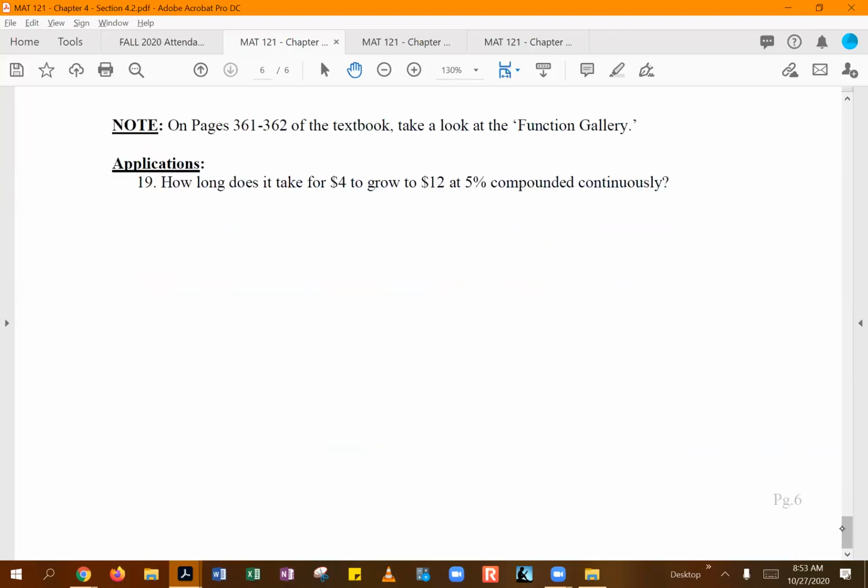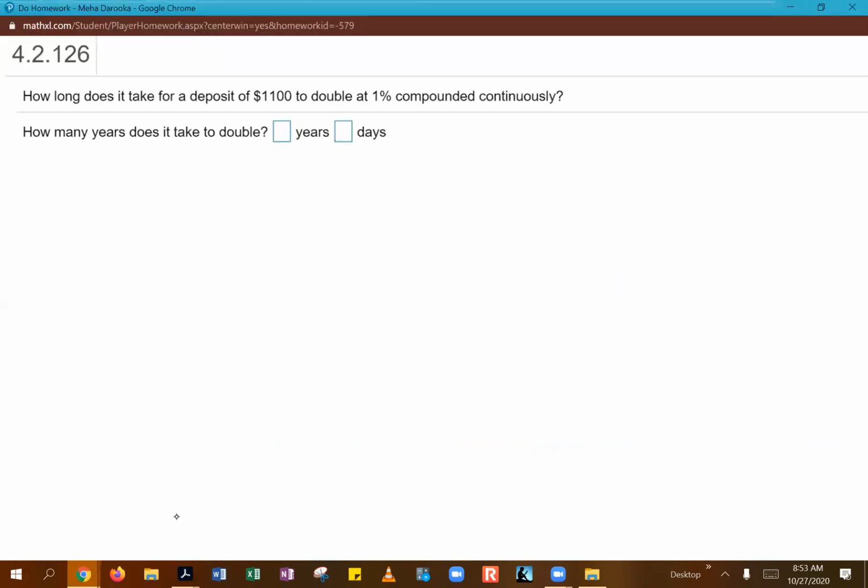And then this last example is the one we're looking at in MATLAB. If you need extra help when you're working through your homework, you can definitely look at this example in your video lecture and that would help you out. But we'll go ahead and solve this one together. This one asks how long it takes for a deposit of $1,100 to double at 1% compounded continuously. Since they're talking about compounded continuously, remember this is the PERT formula.